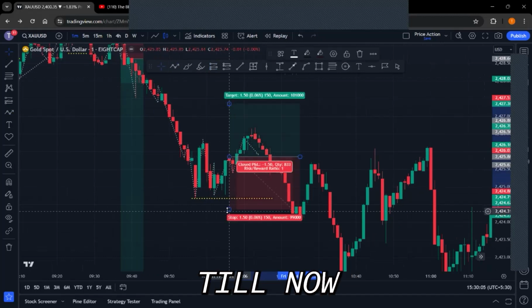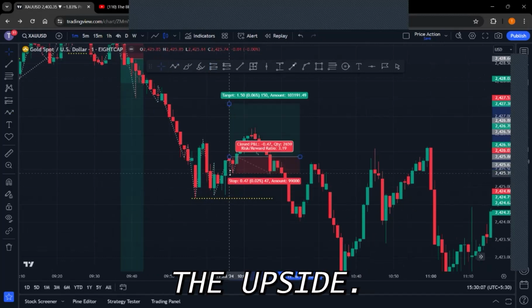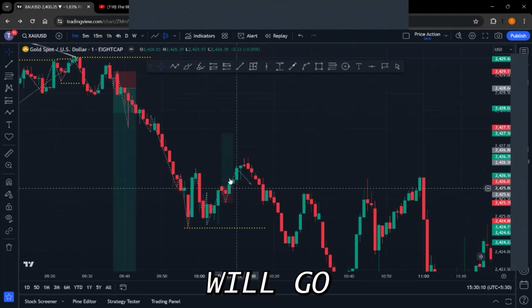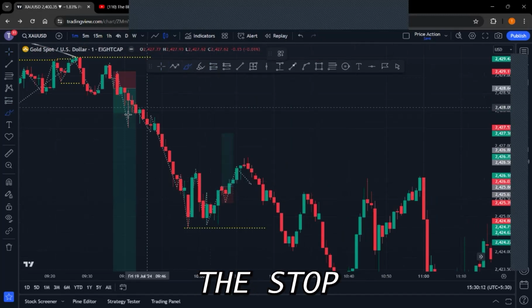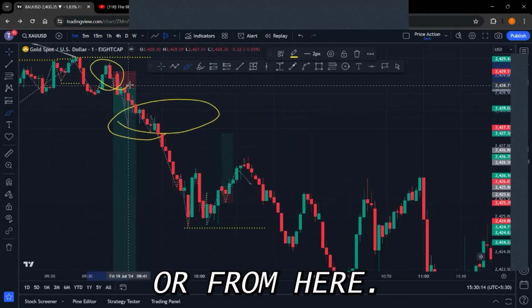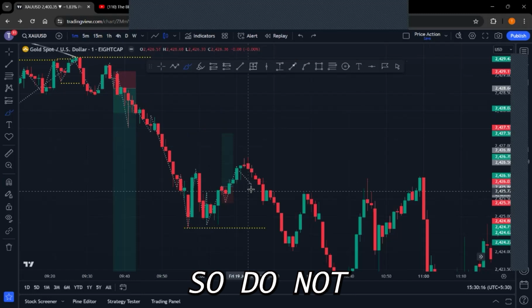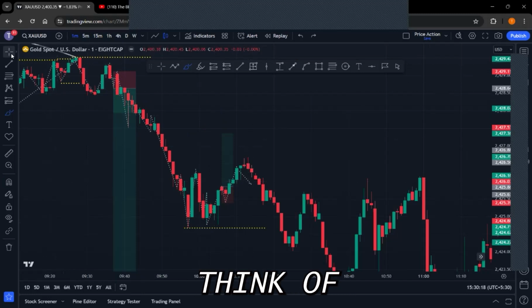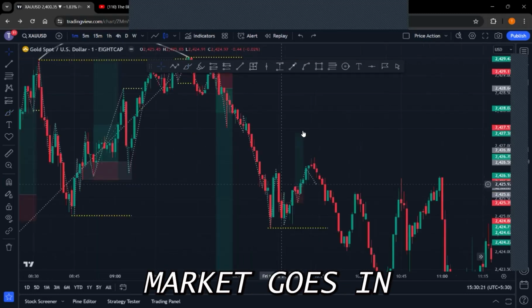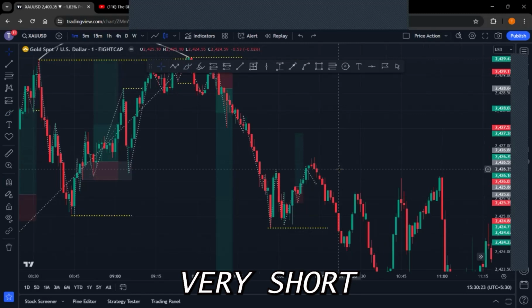Yes, we can, because still now the internal direction is towards the upside, and it is possible that the price will go towards the upside and mitigate any of the stop, order blocks from here or from here. It's very easy for the price to do that. So do not anti-think your proposal. Still the market was in an upside direction. We can take this trade very surely.